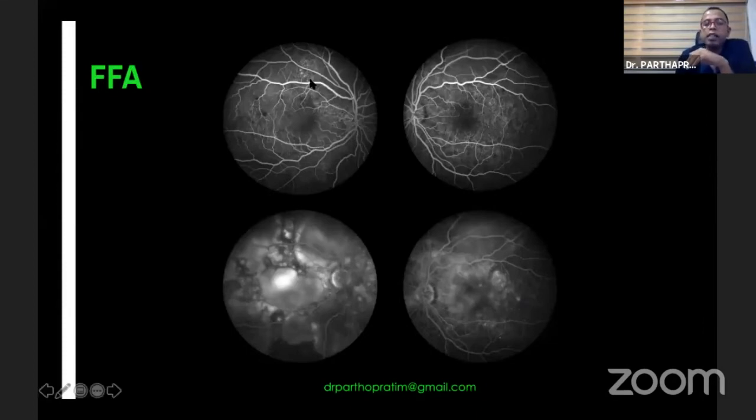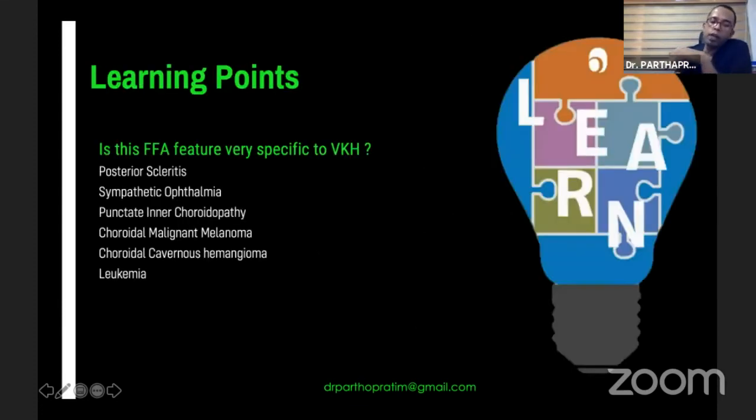You see here, these are the multiple leaks, pinhead leaks, which are actually showing the placoid pooling. So these are the areas, the multiple compartments, where the dye is accumulating and showing the placoid pooling of the disc.